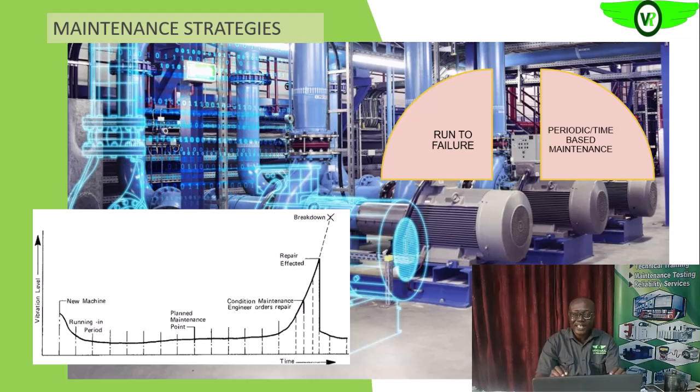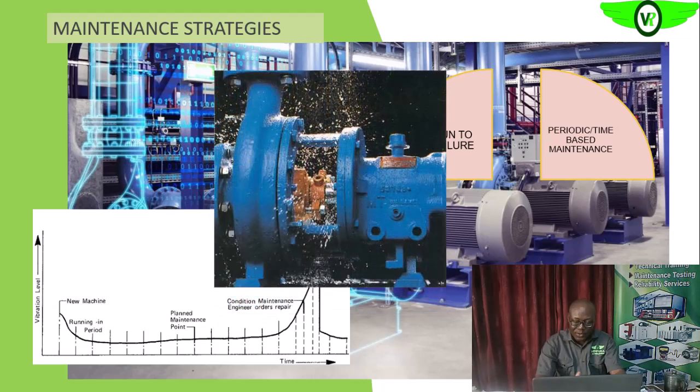We discover that that particular component still has some useful life. That means there's no need to change it. That will be savings on our part: the cost of changing that particular equipment at that time, including all the downtime costs of the facility. So that will be savings to our facility at that particular point in time.